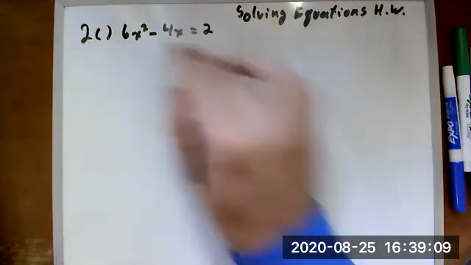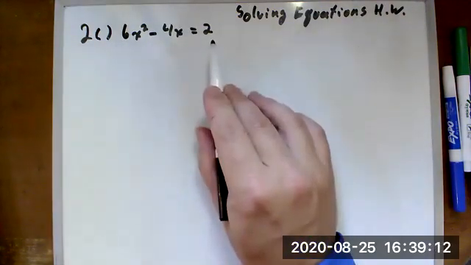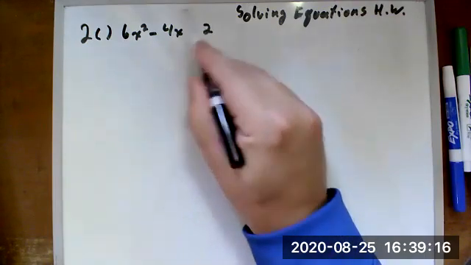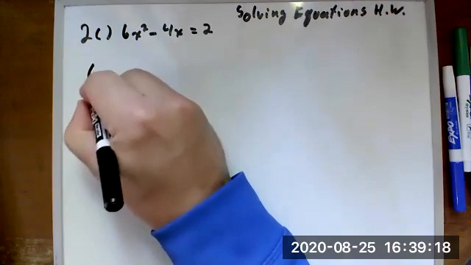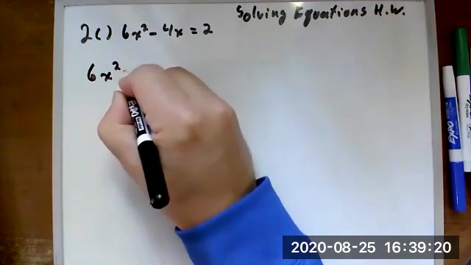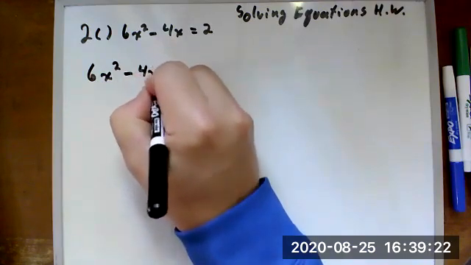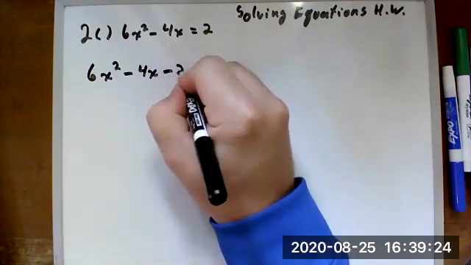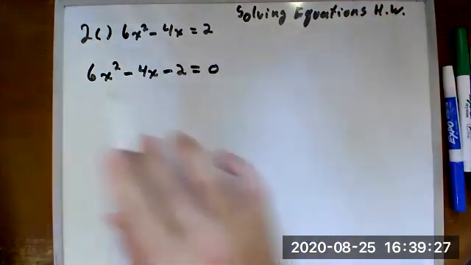Okay, so it gives it to us like this. We're going to need to rearrange it so that it's in the form we were looking for. And all we really need to do is take this 2 over to the other side of the equal sign. So when we rewrite this, this becomes 6x squared minus 4x minus 2 equals 0.